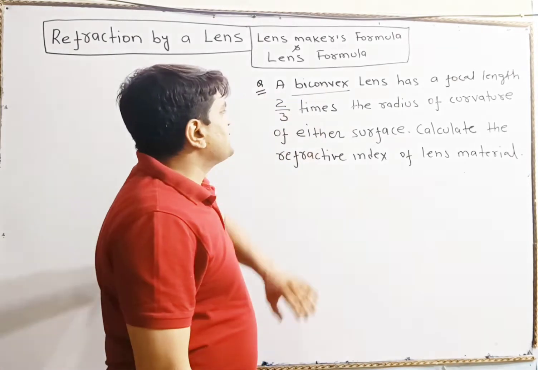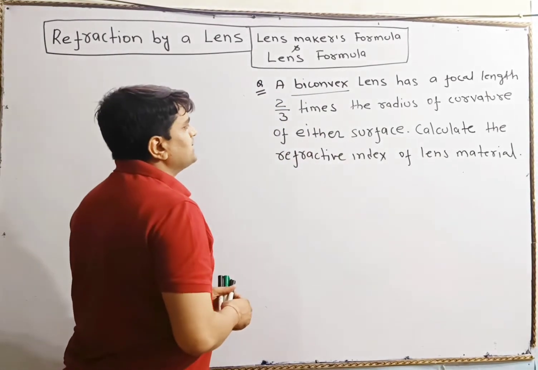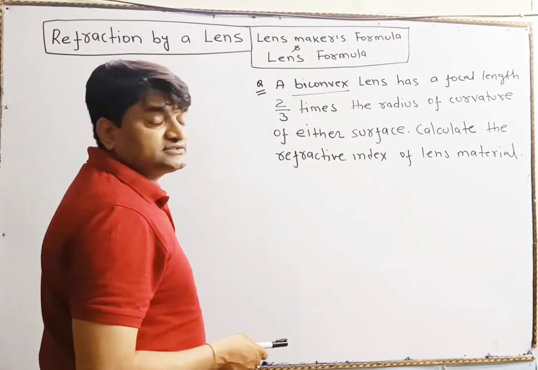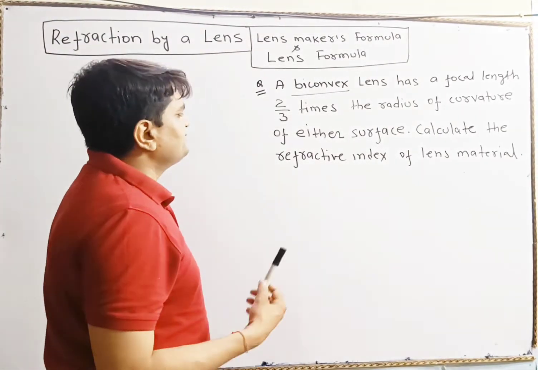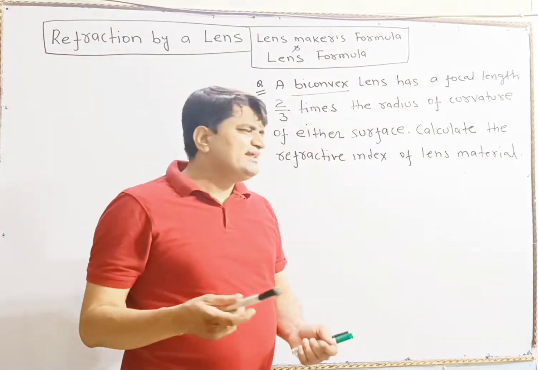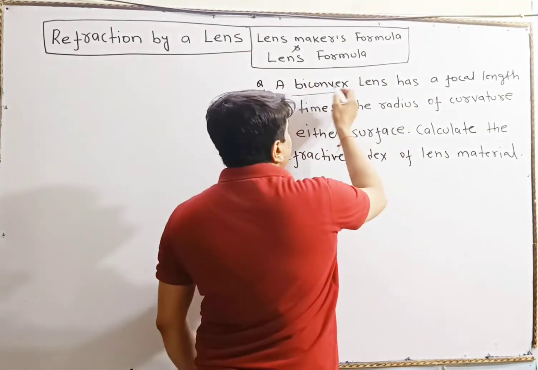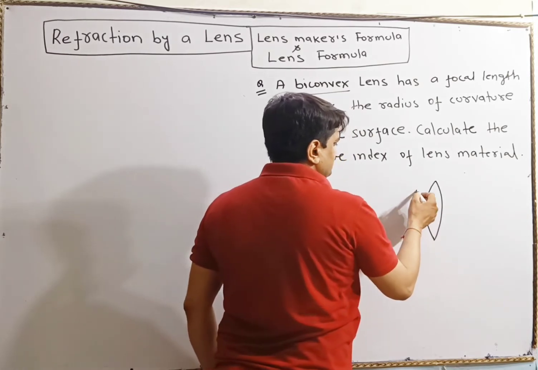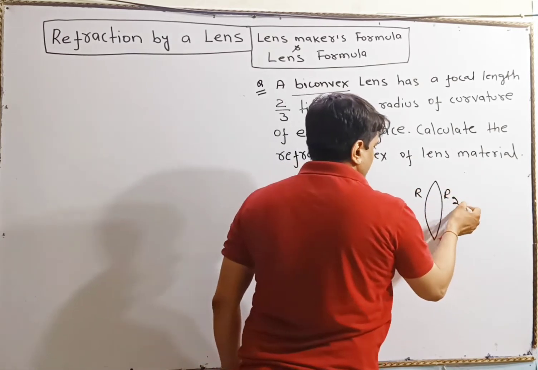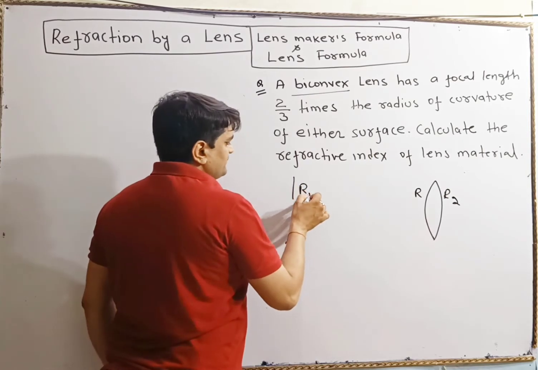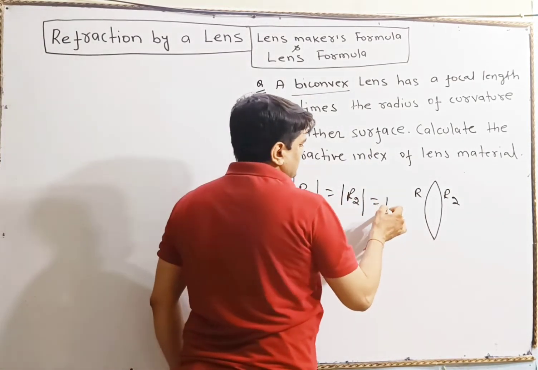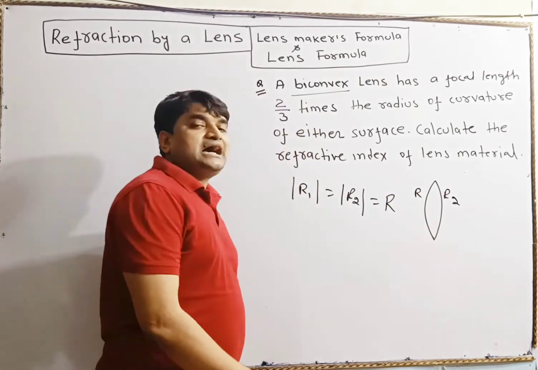Question: a biconvex lens has a focal length 2 by 3 times the radius of curvature of either surface. Calculate the refractive index of the lens. Very easy question. It is a biconvex lens, that means the radius of curvature will be the same. That is, the magnitude of R1 must be equal to the magnitude of R2, and let us call it R.